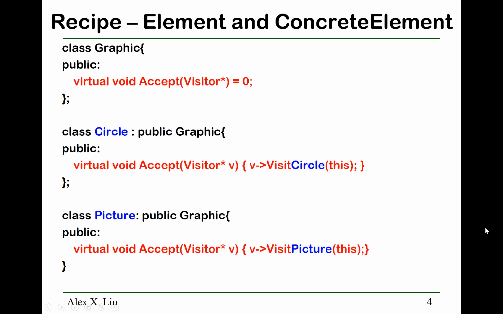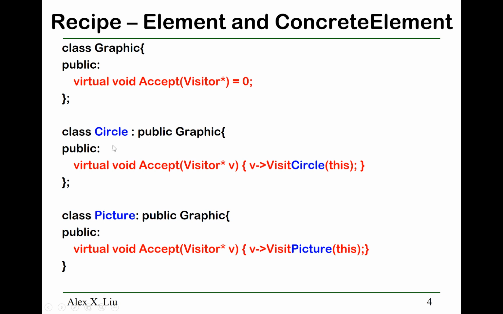So here is the recipe for the visitor pattern. Because the visitor pattern is very complex, I give you a recipe and you should strictly follow this recipe. First, as we mentioned, for the existing class hierarchy, we need to embed hooks when we design these classes. These slides show how to embed hooks. In the base class, we should always have a pure virtual function: virtual void accept(Visitor*) = 0.